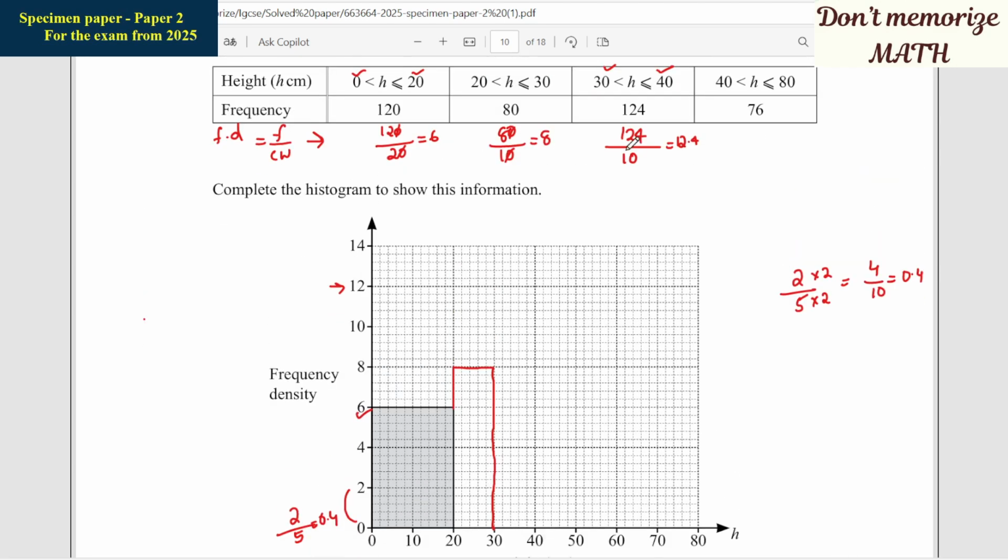So we got the value 12.4 from 30 to 40. So from 30 to 40 we have 12.4, so just one line above 12. Okay. Use pencil and ruler.